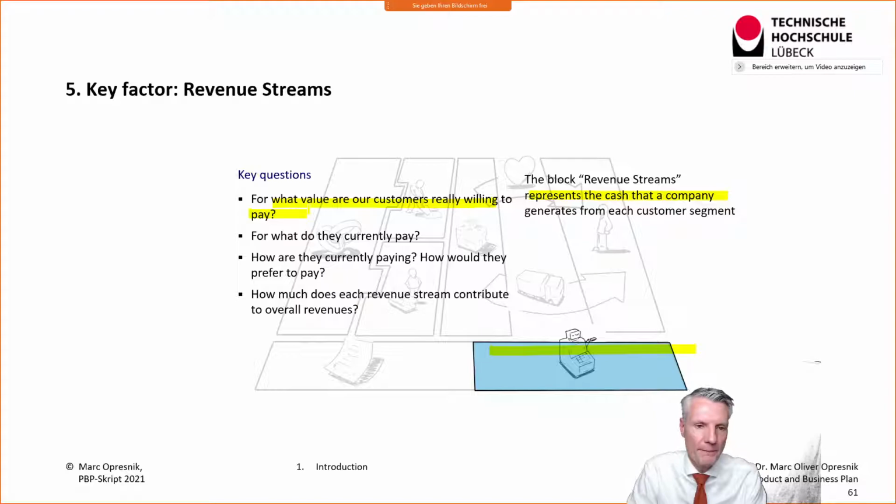For what do they currently pay? How are they currently paying? And how much does each revenue stream contribute to the overall revenue? That is a very important thing as well, because it turns out that a lot of products, a lot of services in the portfolio are not paying off, and they're just kept, but there is no financial analysis.